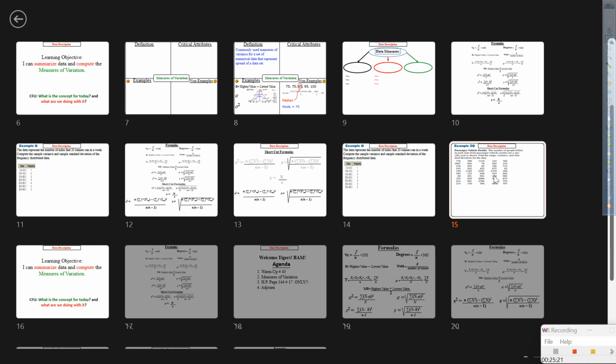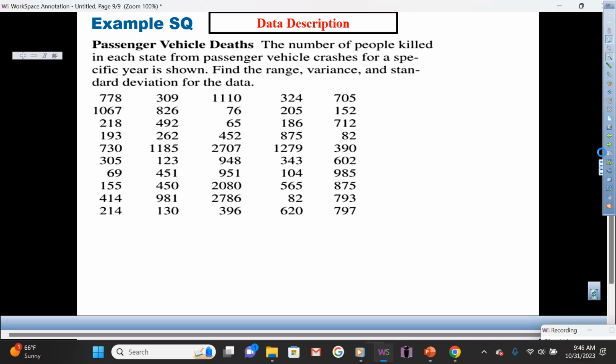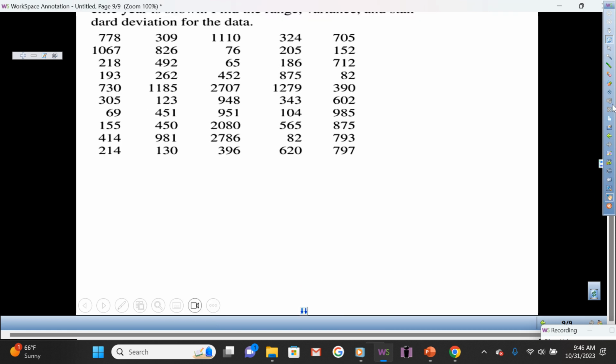So, according to, hold on, let me go back. According to what we have here, let me just read you off this really quick. It says, passenger vehicle deaths. The number of people killed in each state from passenger vehicle crashes for a specific year is shown. Find the range, the variance, and standard deviation for the data. Now, are we going to organize all these numbers from least to greatest? It's too much stuff, right? So what shall we do? Tell your neighbor, what shall we do with that data?